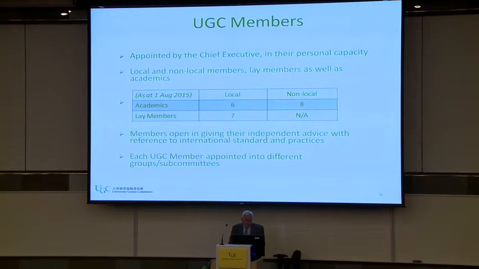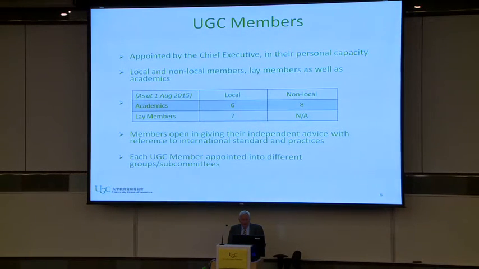UGC members, the membership. Members are appointed by the Chief Executive in their personal capacity. This is a very important rule in UGC. No member is appointed as a representative or a delegate. There are local and non-local members, lay members, as well as academics. As of last August, the matrix: there are 6 local academics, 8 non-local academics, and 7 lay members.